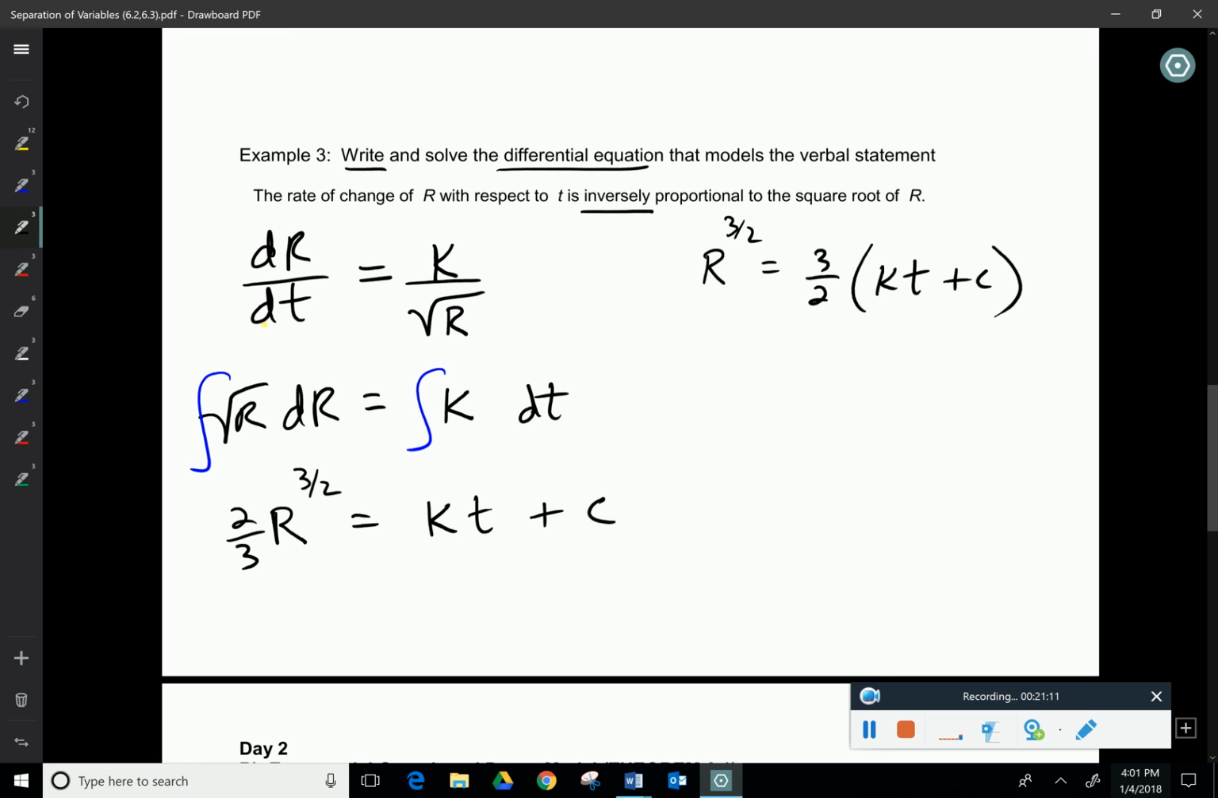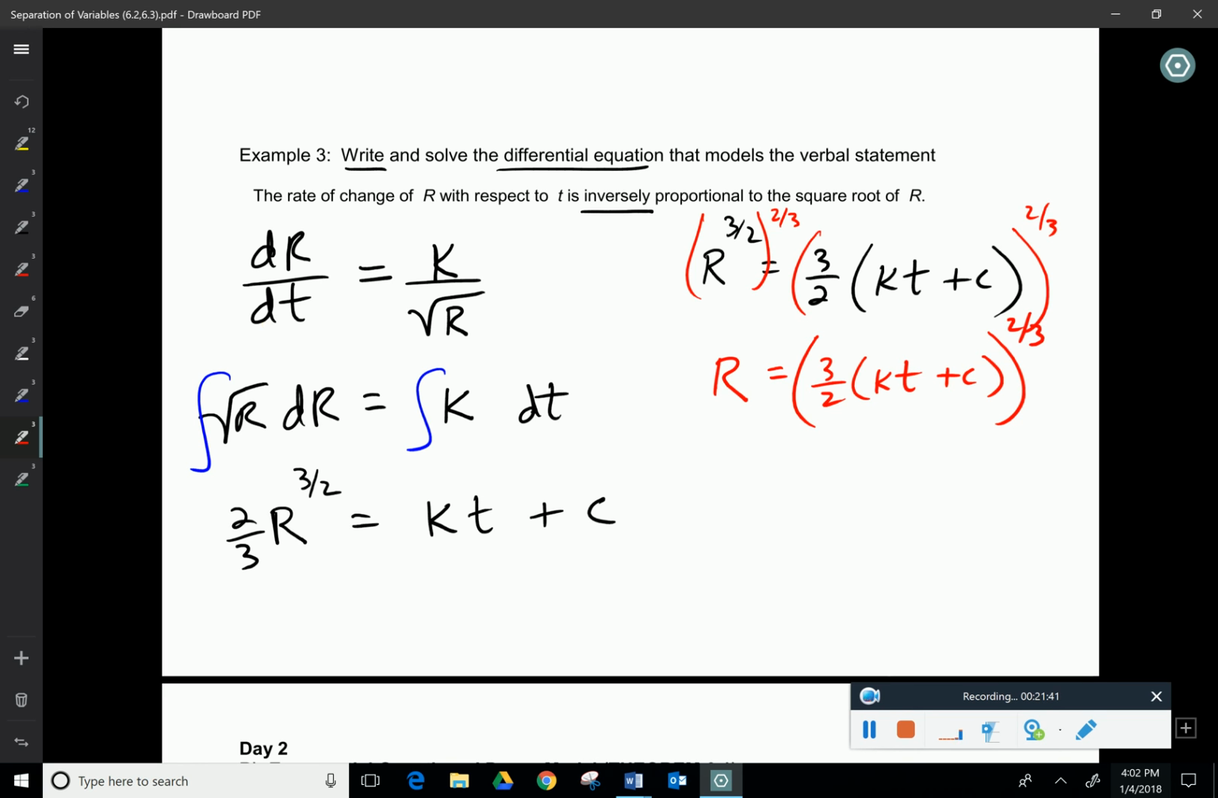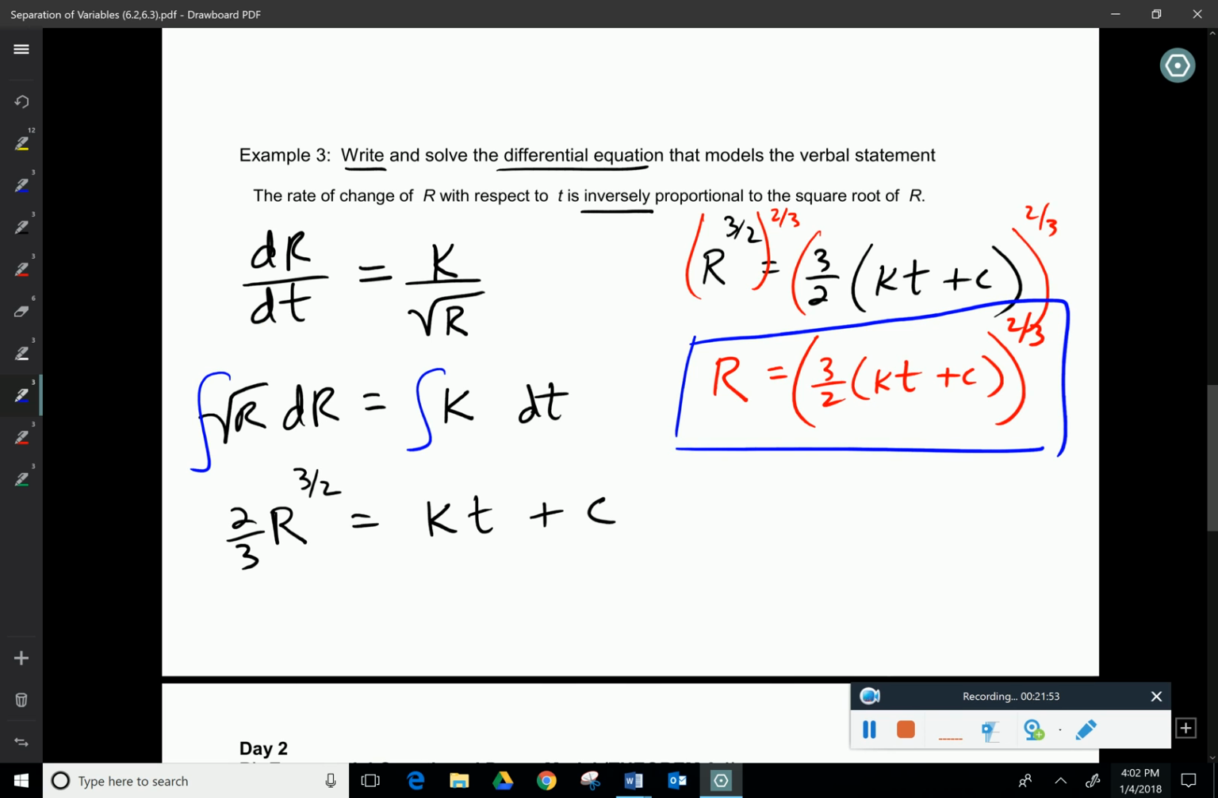But in order to solve for r, in order to get rid of that 3/2, I think what I'll do is I'll raise both sides to the 2/3. Won't that get rid of the 3/2 here? Because when you multiply your exponents, wouldn't you just have r to the first equals, and then this whole mess, 3/2 kt plus c, the whole thing raised to the 2/3. Now in this case, do I need to plug in and find the c? Well, no, they don't give me an ordered pair to do that, so they just wanted the generic form, kind of a general solution. Okay?